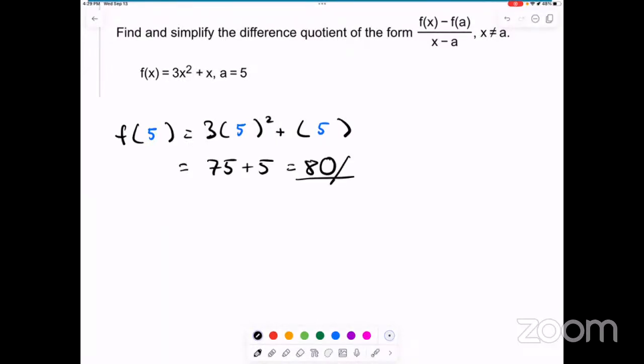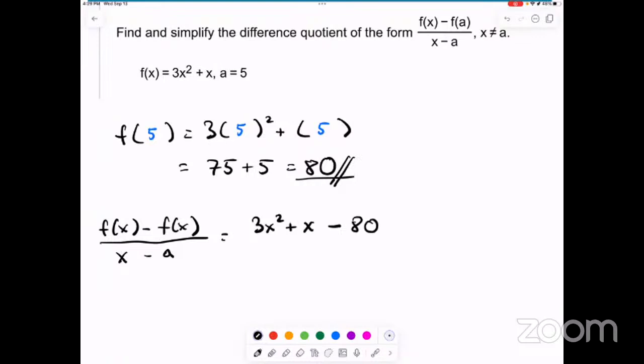Okay, so we have f of x. So now let's just plug in the different components. So then f of x is what? We're just going to do f of x minus f of a over x minus a. f of x is 3x squared plus x, minus f of a, which is 80, over x minus a, which is 5.